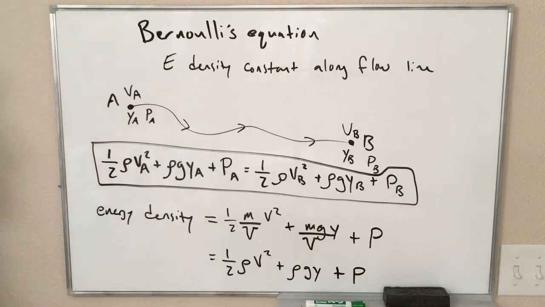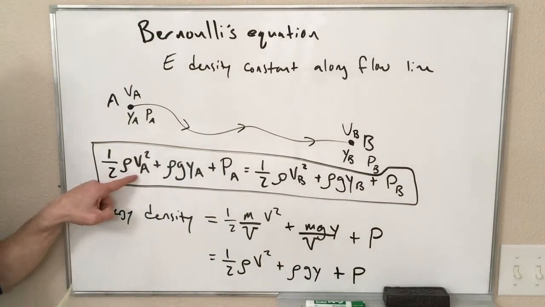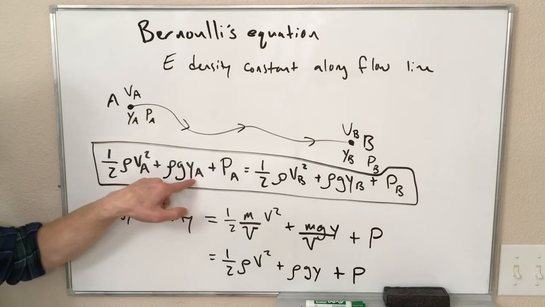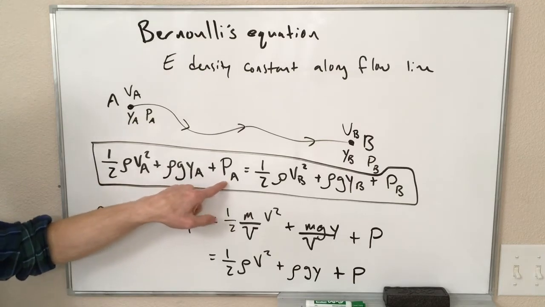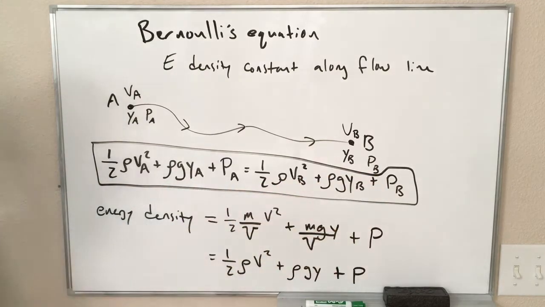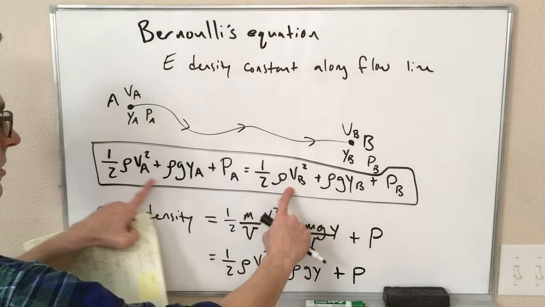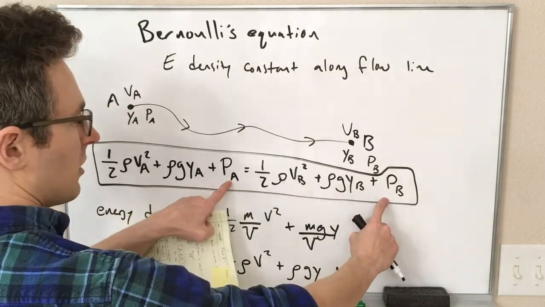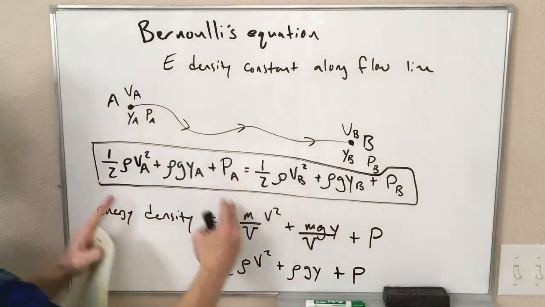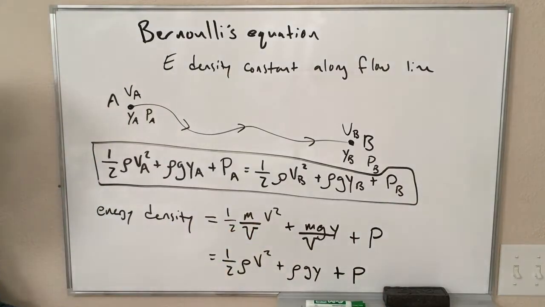So this is Bernoulli's equation: kinetic energy density plus potential energy density plus pressure at point A equals all of that same stuff at point B. So this is a big, intimidating looking equation, but remember, it's just kinetic energy, potential energy, and pressure at point A and at point B.